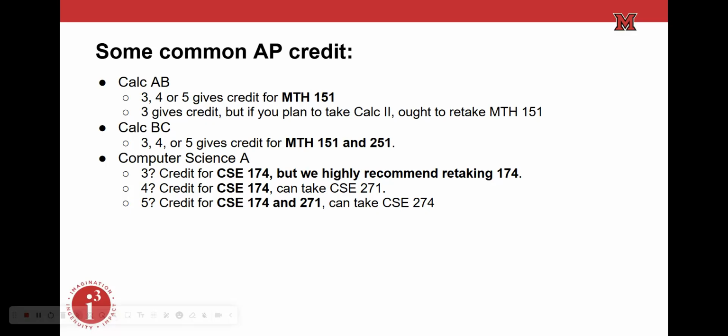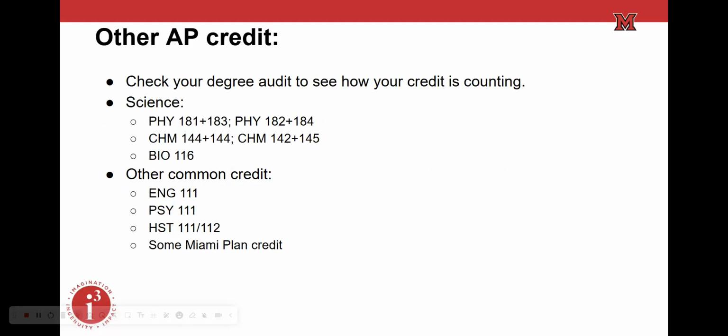You might have some AP credit. So if you have AP Calc credit, that could possibly give you Math 151 credit and Math 251. You might have taken Computer Science A, which could possibly give you credit for one of our programming classes as well, depending on your score. There are some other AP classes that could be beneficial to the quantum computing major, including physics, chem, bio, maybe an English, maybe a psychology class or history class, or some other Miami Plan credit that you might have gotten credit for.